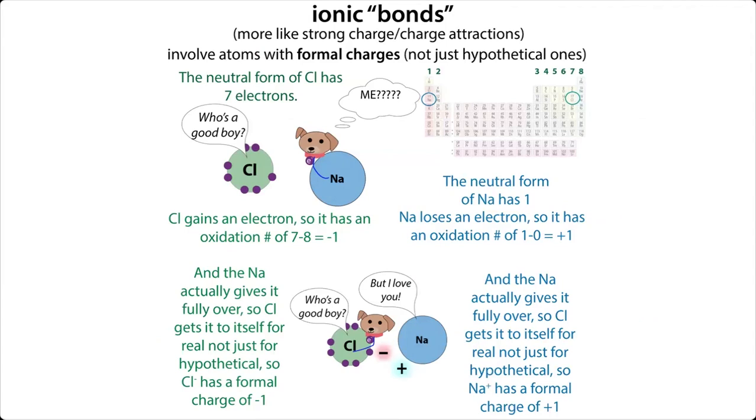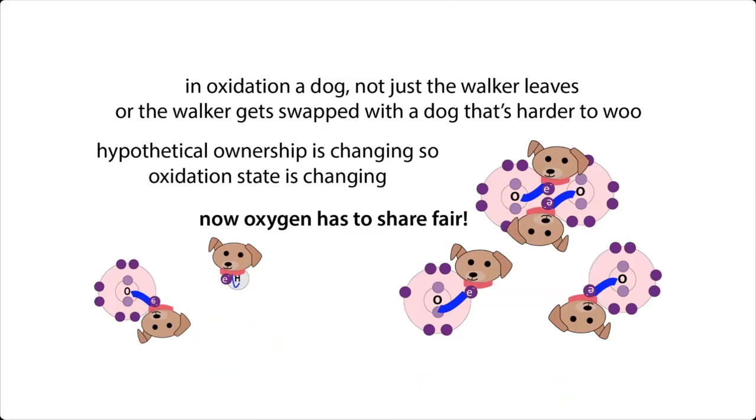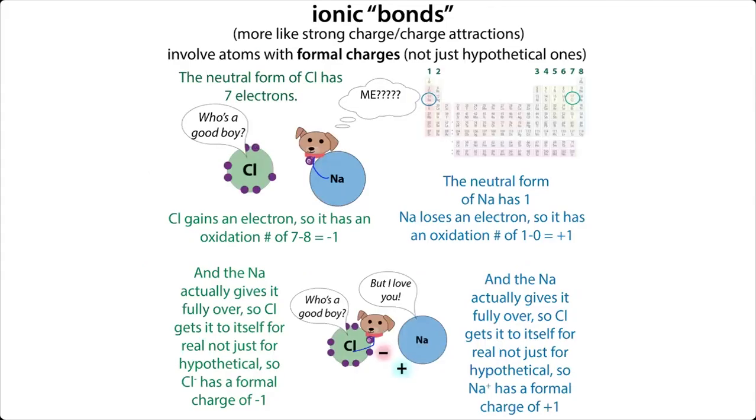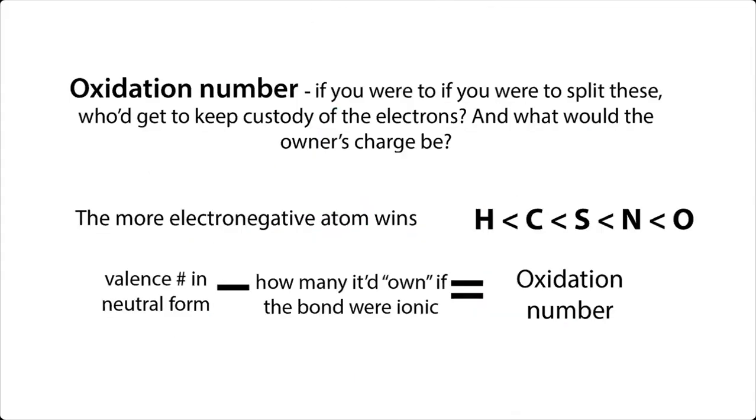And we think about those as kind of hypothetical situations. But in the case of an ionic bond, what's actually happening is that split is actually changing. So we could think about the hypothetical changes as being what would happen if those bonds were ionic. And this is going to help us think about something more formal called an oxidation number.